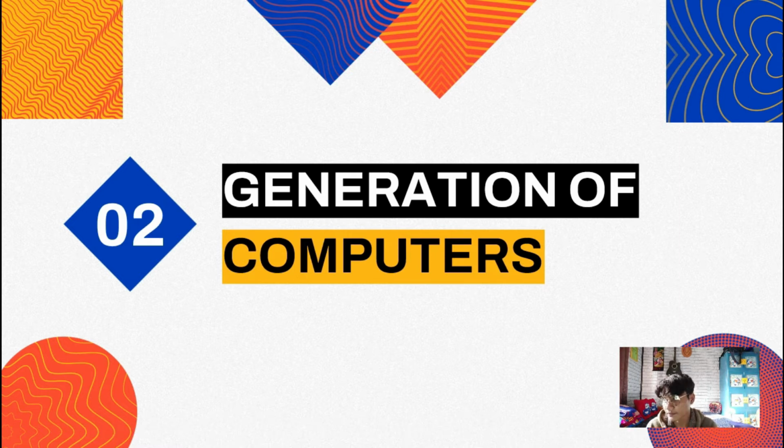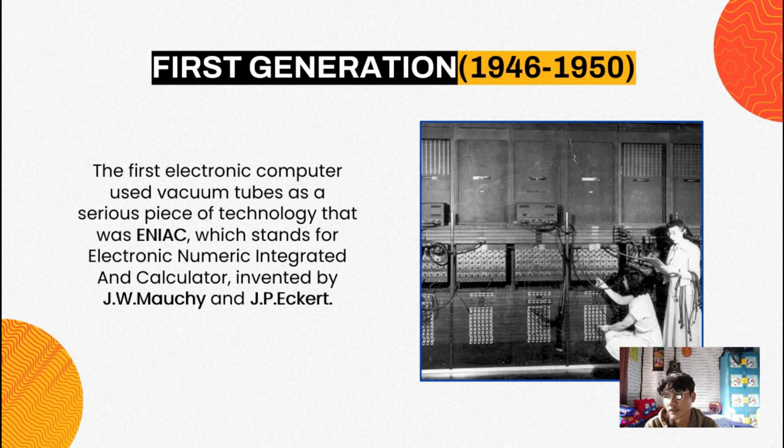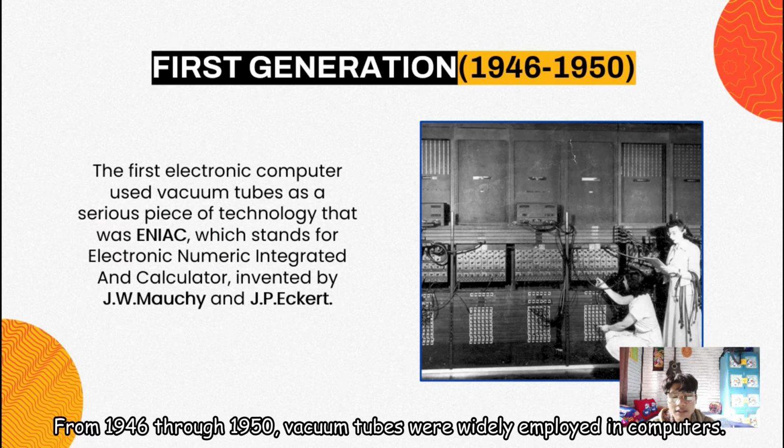And next, first generation, 1946 until 1950. The first electronic computers used vacuum tubes as the main piece of technology. That was ENIAC, which stands for Electronic Numerical Integrator and Calculator, invented by J.W. Mauchly and J.P. Eckert. From 1946 through 1950, vacuum tubes were widely employed in computers.